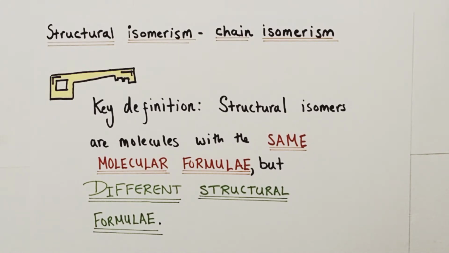So I want to start with the key definition of what a structural isomer actually is. Structural isomers can be defined as molecules that have the same molecular formula but a different structural formula. What that means to us is that these molecules will have the same number of atoms of different elements, but they won't be arranged in the same way along the molecular structure itself.